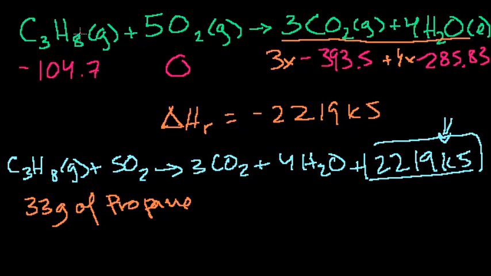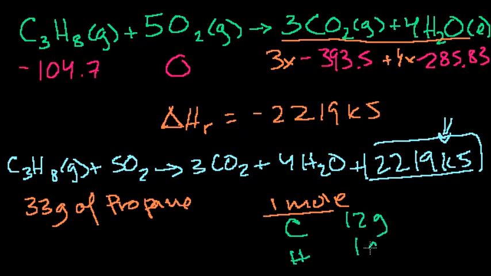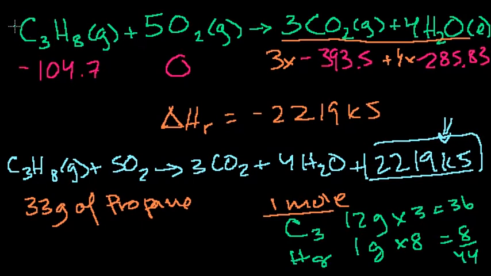1 mole of carbon weighs 12 grams. 1 mole of hydrogen weighs 1 gram. So 1 mole of propane is going to be 3 times 12, because we have 3 carbons there, and 8 hydrogens, so times 8. So it's going to be equal to 36 plus 8, so it's going to be 44. So this is going to be 44 grams per mole.